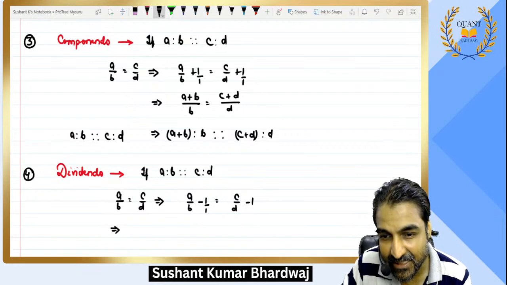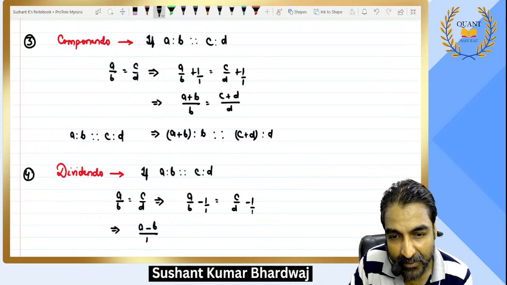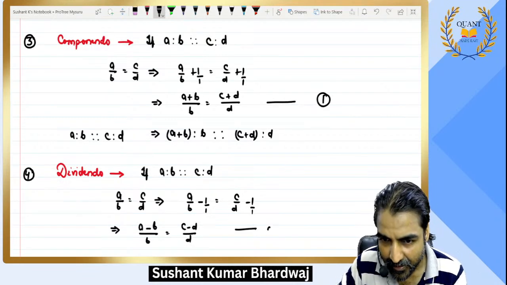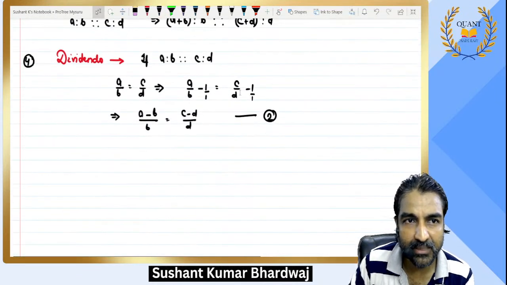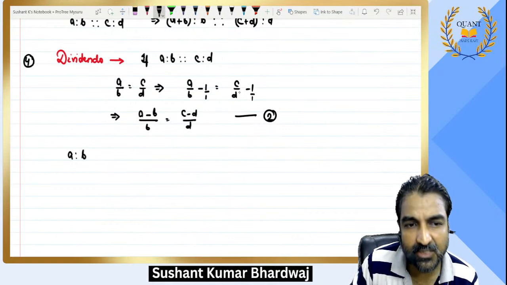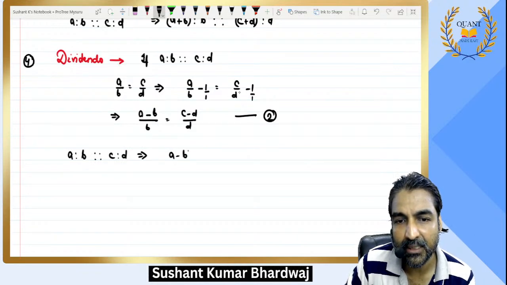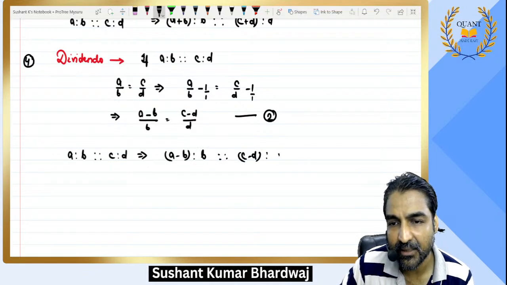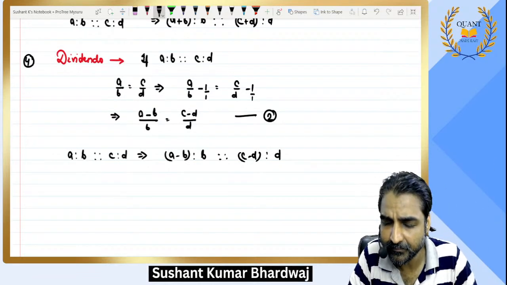Okay, see. Again, take LCM. A minus B upon B will be equal to C minus D upon D. Suppose this is 1 and this is 2. What is dividendo? Dividendo means A is to B as C is to D implies A minus B is to B as C minus D is to D. Is that clear, everyone?